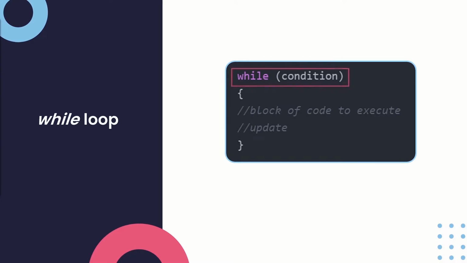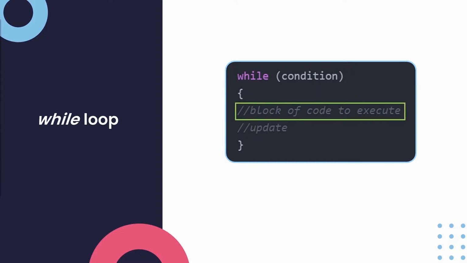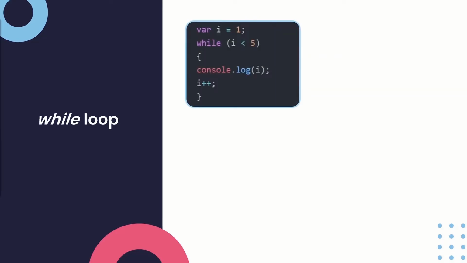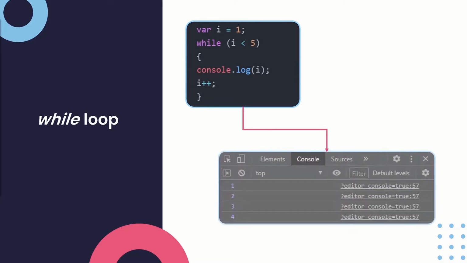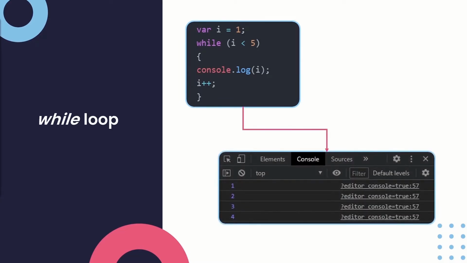Now, if we break this down, we call the keyword while. We then specify the condition that we want to test, and then we run the block of code, and then we update or increment our counter. Okay, so the structure is slightly different from that of a for loop. So let's have a look at an example. Now, in this example, what you'll notice is that our code is slightly different from that of a for loop. And this is the output we would achieve with this while loop.